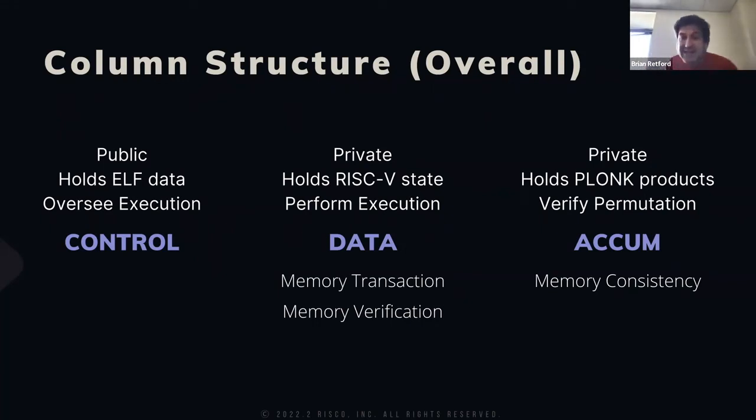So then the next set of columns represent the standard columns you'd have in any STARK, and they hold the state of the RISC-V during execution. They also hold the information necessary to do the memory transactions as well as the memory verification, which I'll get to in a bit. And then we have the accumulation set of columns, which hold products for the PLONK-style permutation verification mechanism. We use a PLONK-style way to prove a permutation, which is used as part of the memory consistency evaluation.